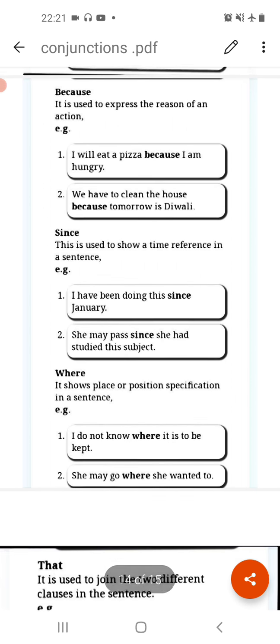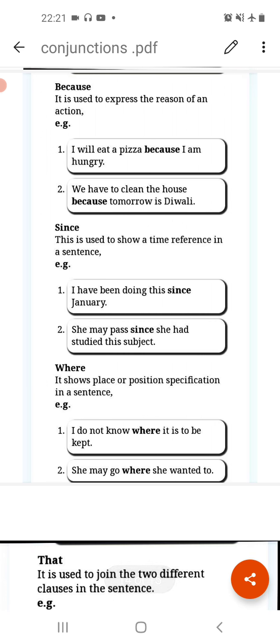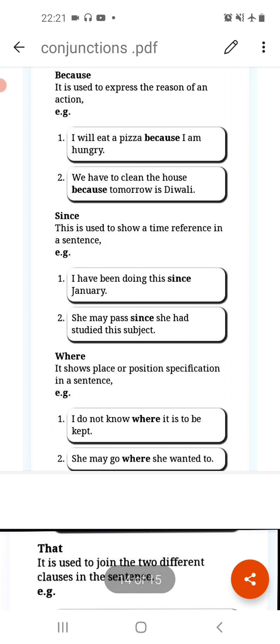Next conjunction is because. It is used to express the reason of an action. So whenever you are giving any reason, any cause, then you use because. I will eat a pizza because I am hungry. So what is the reason? I am hungry. We have to clean the house because tomorrow is Diwali. So why do we have to clean the house? The reason is because tomorrow is Diwali.